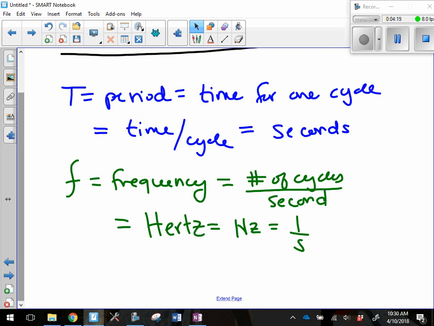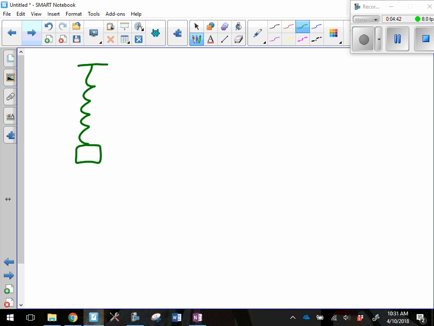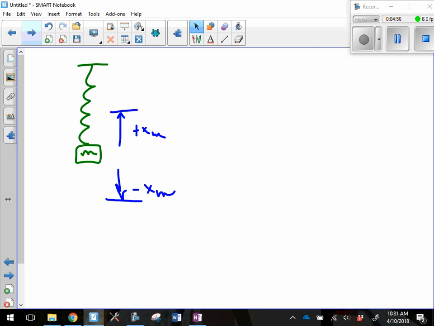So, like all the other motion that we've talked about this year, we've always had an equation that we use to express that motion. And for periodic motion or oscillations, we're going to have the same thing. So I know that I've got, let's say I'm going to take a mass on a spring, and I know that it's going to oscillate between two positions, which are going to be like plus xm and minus xm. And my motion's going to go back and forth between those two.